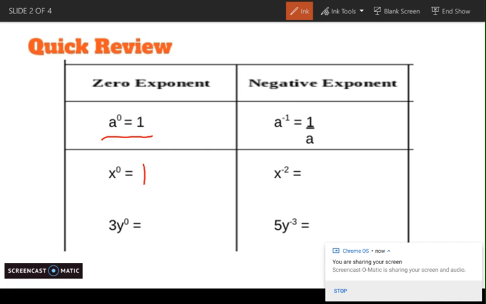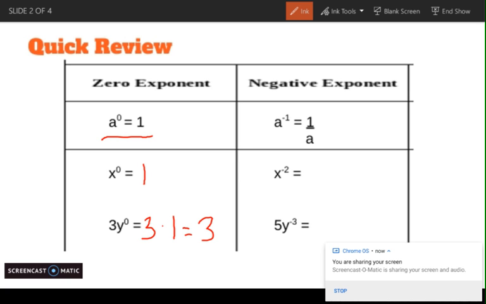However, this is only really tricky when you have a coefficient or other variables involved with a 0 exponent. So in this situation, the 3 is not being raised to the 0 power. Only y is being raised to the 0 power. So this is really just 3 times 1, which is just 3.